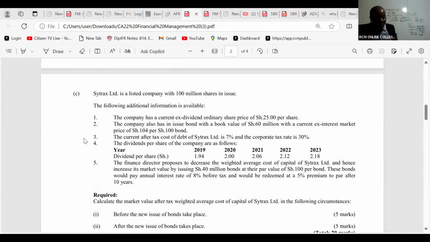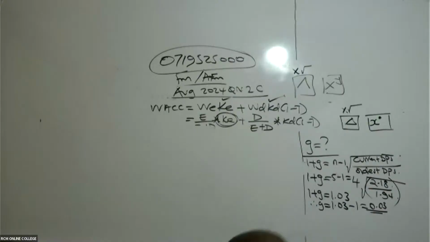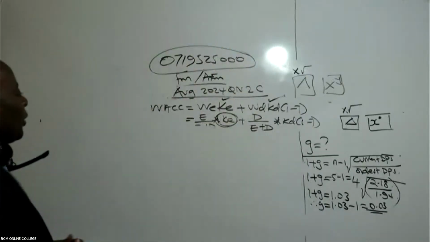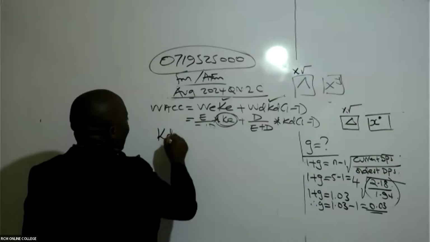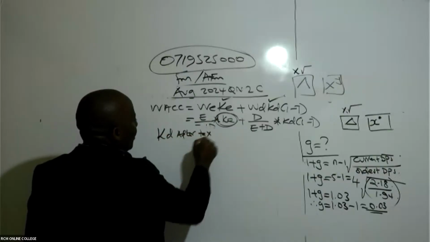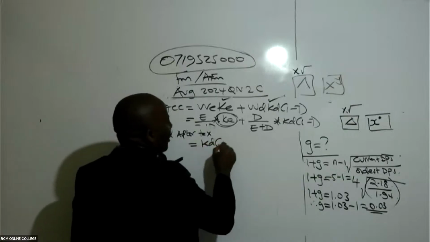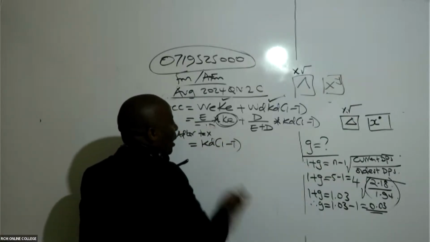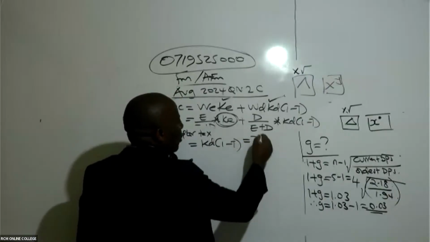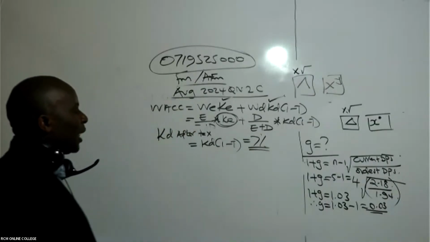So the information given here about cost of debt, what are they telling us? You can see here, the current after-tax cost of debt, KD, is 7%. So basically, they have given me KD after tax, which is the same as saying KD into 1 minus tax. Already they have adjusted for tax. They have subtracted that tax, which is 7%. KD after tax is 7%.